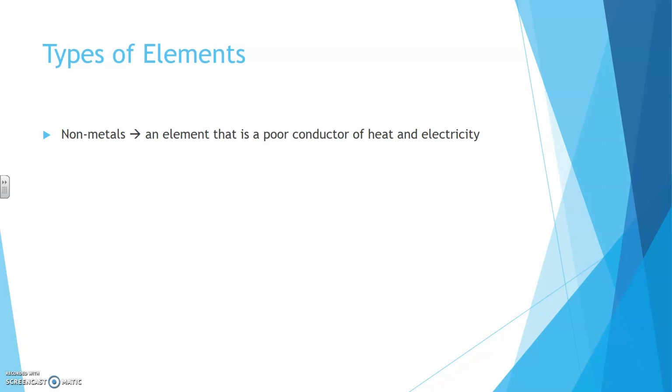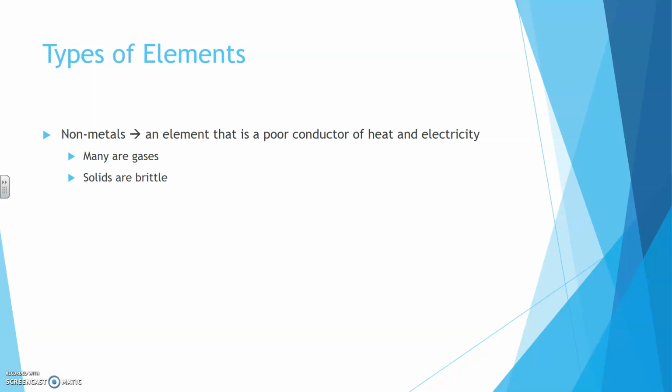So, we also have nonmetals. Metals, nonmetals, pretty easy. Nonmetals are elements that are poor conductors of heat and electricity. Many are gases, and gases do not conduct electricity, thankfully, or else lightning strikes and the electricity would transfer through the air and then hit anything and everything. So thankfully, nonmetals are not electrical conductors.